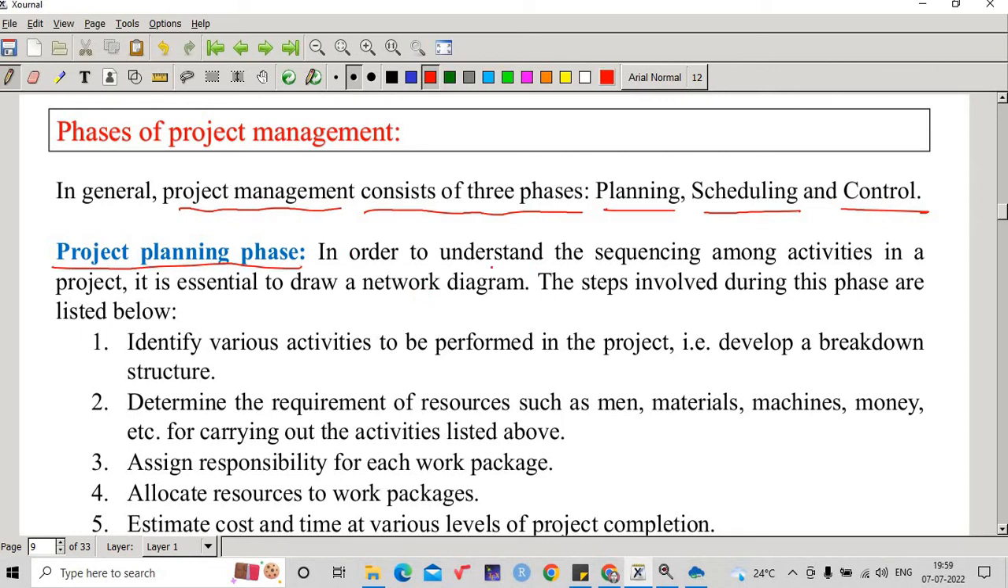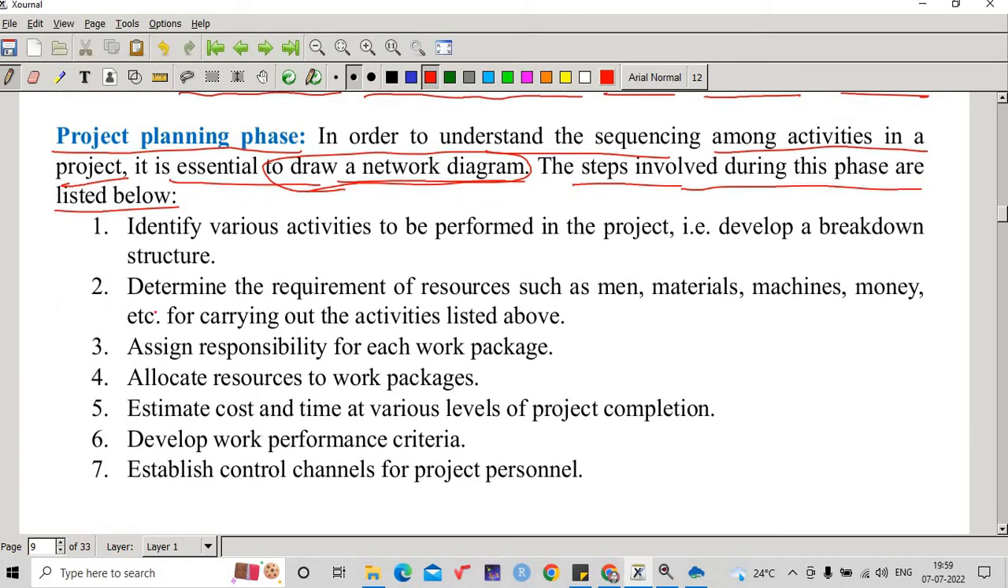In order to understand the sequencing among activities in a project, it is essential to draw a network diagram. The steps involved during this phase are listed below. So the project planning phase includes the major term which we are going to learn, the network diagram. So what do we have to do while drawing this network diagram? Number one, identify the various activities to be performed in that project. That is, develop a breakdown structure.